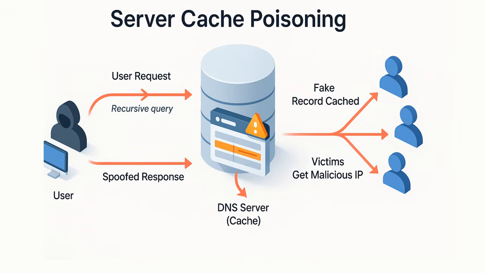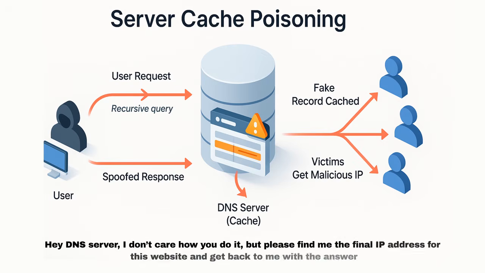Attackers trick DNS servers into storing false IP mappings by sending spoofed responses. They may exploit recursive queries to insert fake records for unrelated domains, spreading the attack to many users. In case you're wondering what a recursive query means, when a DNS client, like your computer, sends a recursive query to a DNS server, it's basically saying, "Hey DNS server, I don't care how you do it, but please find me the final IP address for this website and get back to me with an answer."